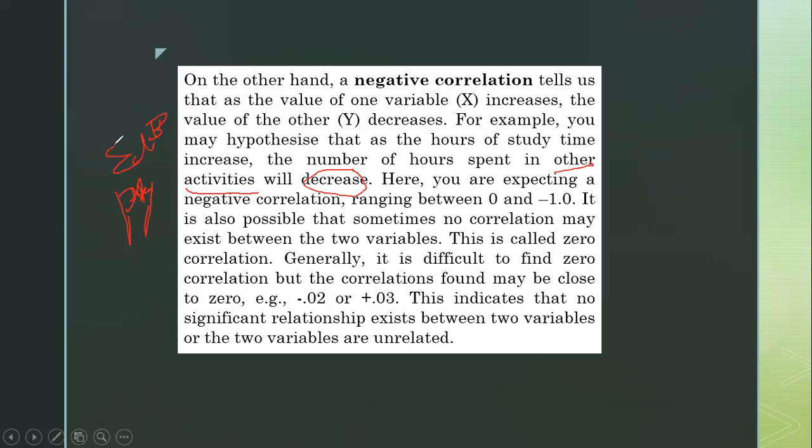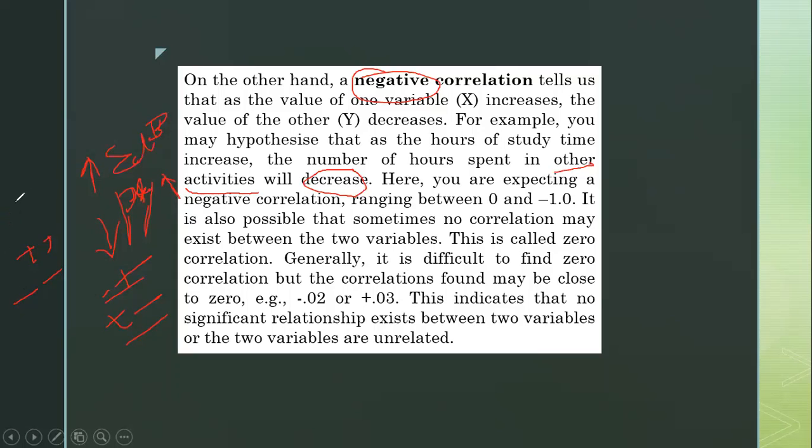That way, if the study increases, what happened? The physical activity decreases. That will be giving a negative correlation. When physical activity increases, so minus and plus, plus and minus. Previously, we discussed plus and plus, minus and minus. Now it is minus plus and plus minus. Okay, we can understand at the mathematical operators level.